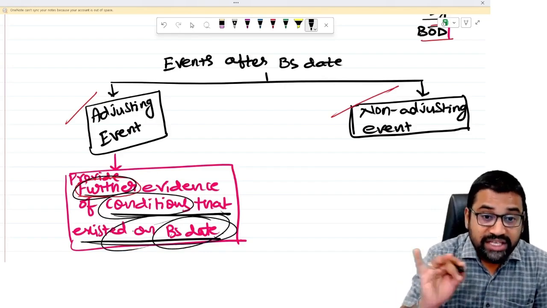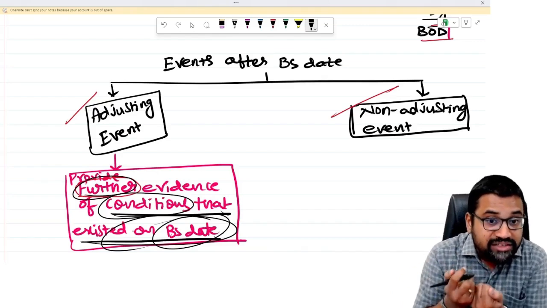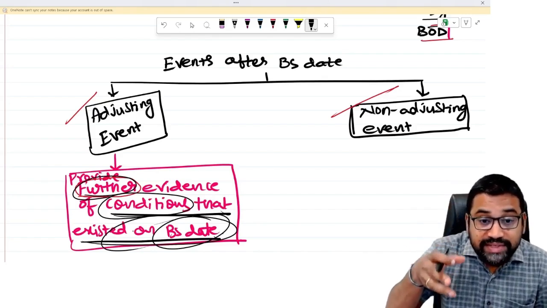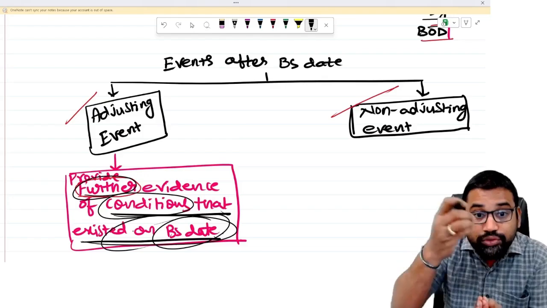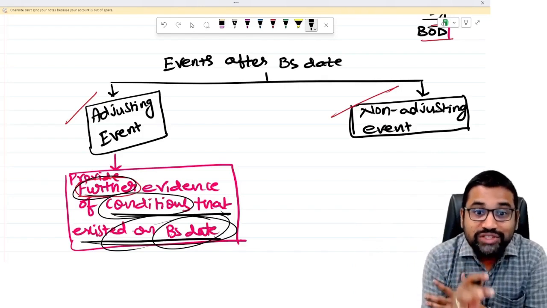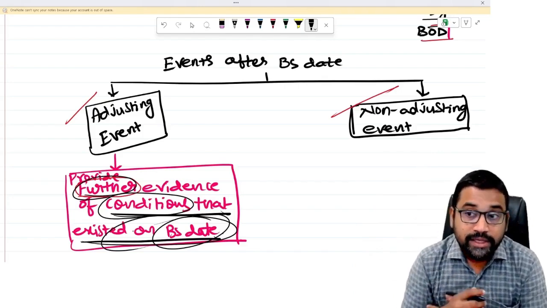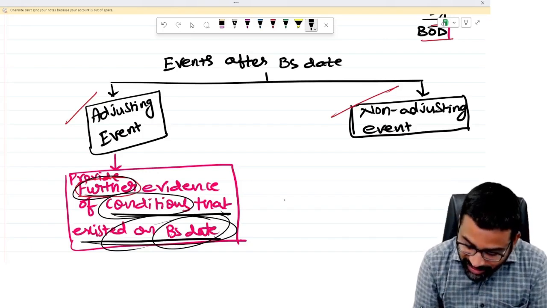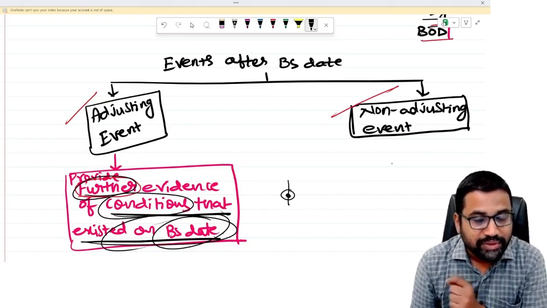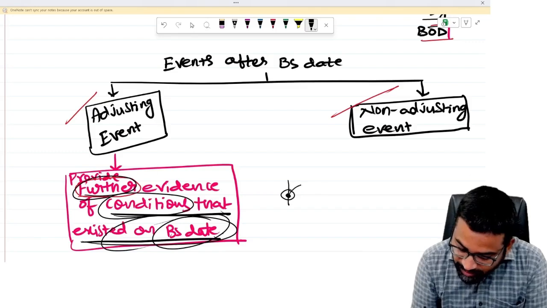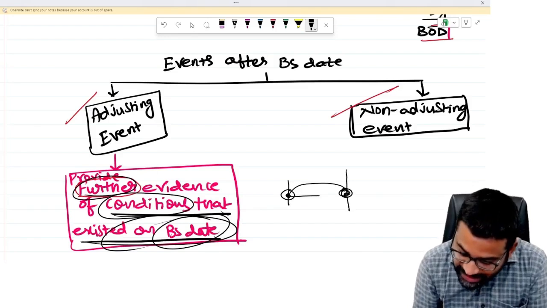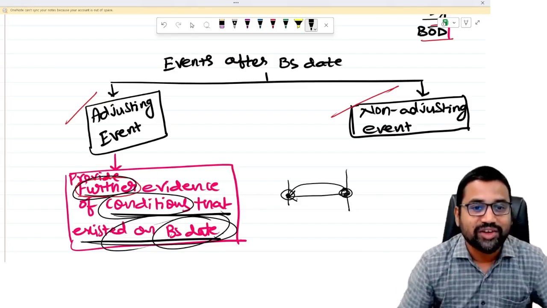So, an adjusting event is an event that provides further evidence of what? Of conditions that existed on balance sheet date. Whatever situations, conditions were prevailing on the balance sheet date, relating to those conditions, the event that subsequently happened is providing additional evidence. Now that is called an adjusting event. That means we need to connect the dots. See, for example, this is 31st March. On 31st March, there is a situation, a condition prevailing, and subsequently an event happened in the organization. Now this subsequent event is providing additional evidence in respect of the conditions that existed on the balance sheet date.